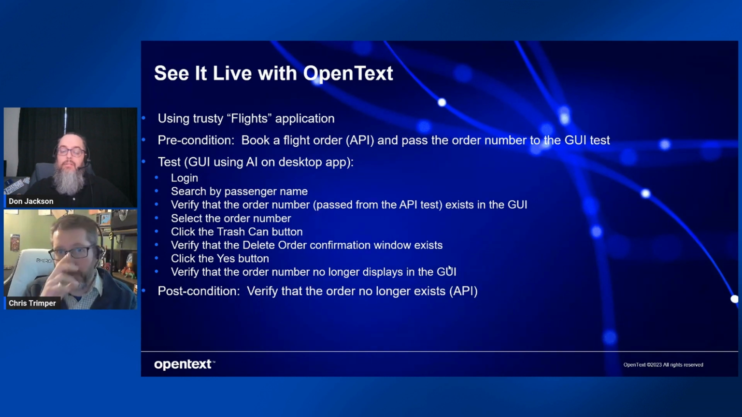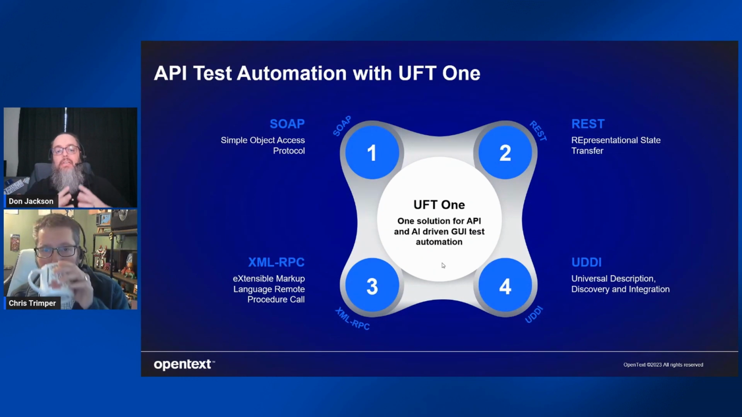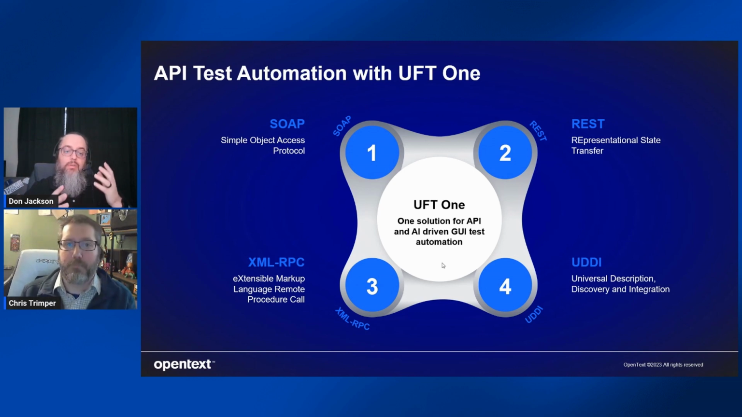Well, I really appreciate you taking the time today, Chris, to show us this and being our subject matter expert. So just to recap what we were talking about from an API test automation with UFT1. As Chris showed doing SOAP, Simple Object Access Protocol, with a WSDL. He also showed us REST, so representational state transfer. You could also do XML-RPC or UDDI, depending on what you need. Obviously, SOAP and REST are much more prevalent in the industry.